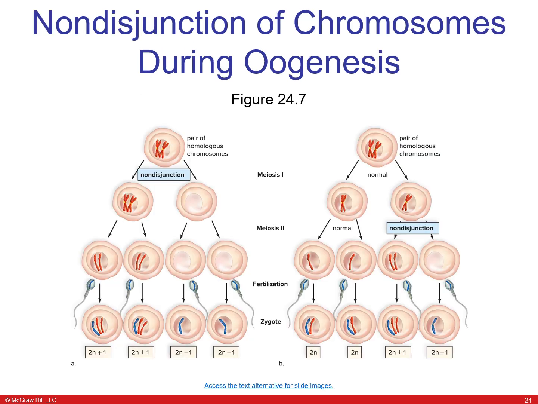Here is the diagram showing how non-disjunction can occur during oogenesis. So you can have non-disjunction in meiosis 1 or meiosis 2 before fertilization.